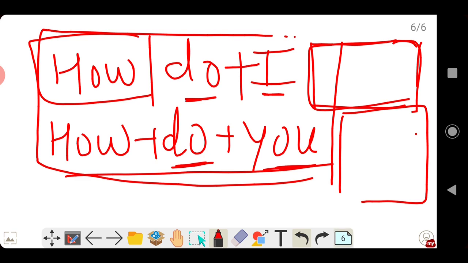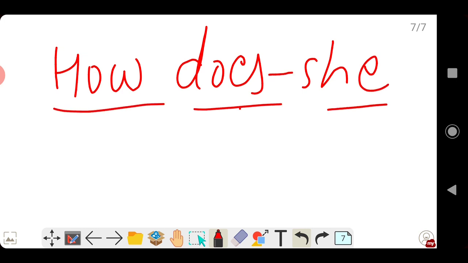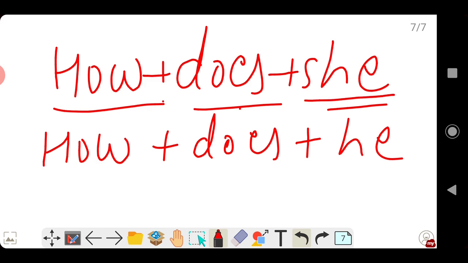And next one. Please remember in this way: how does she? Does always comes with she, and simply, how does he? Does always comes with she and always comes with he. How does she? How does he? So please remember in this way. How does she?